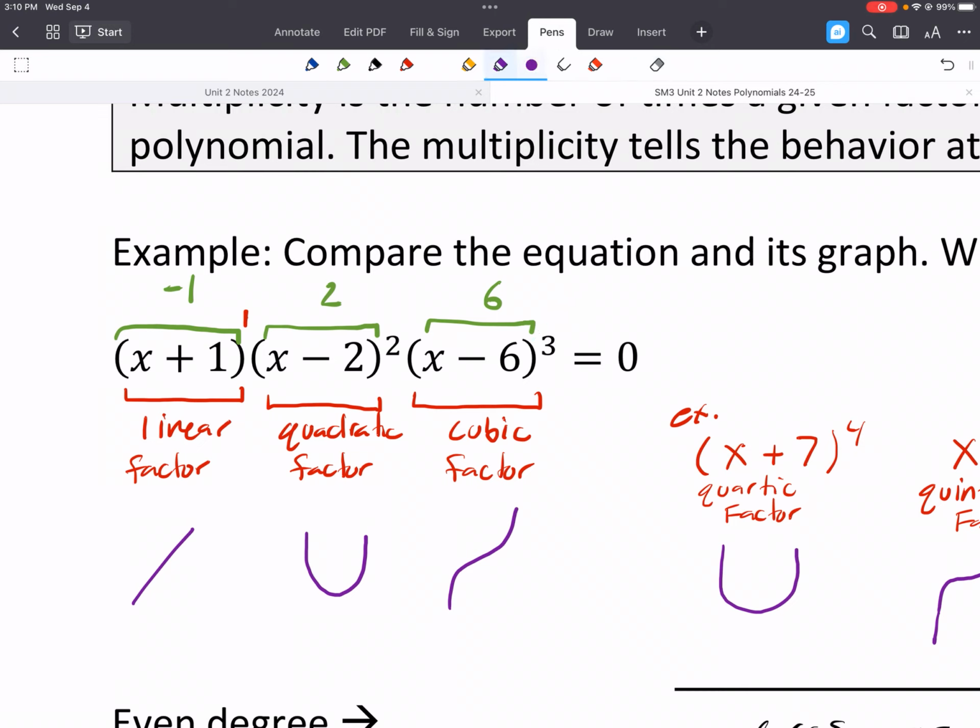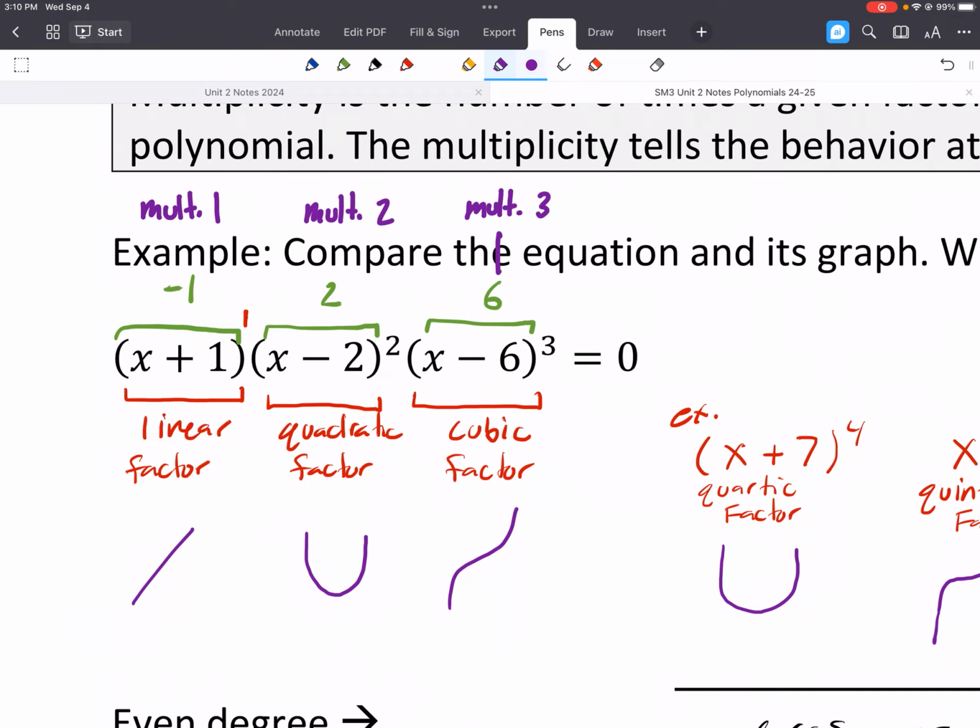So maybe I'll write this above. This would be a multiplicity, I'm going to shorten that, multiplicity of 3. This would be a multiplicity of 2. And this would be a multiplicity of 1. If it's a 1, I think oftentimes we don't write that out, but your homework is going to ask you to put 1, 2, 3, and so forth.